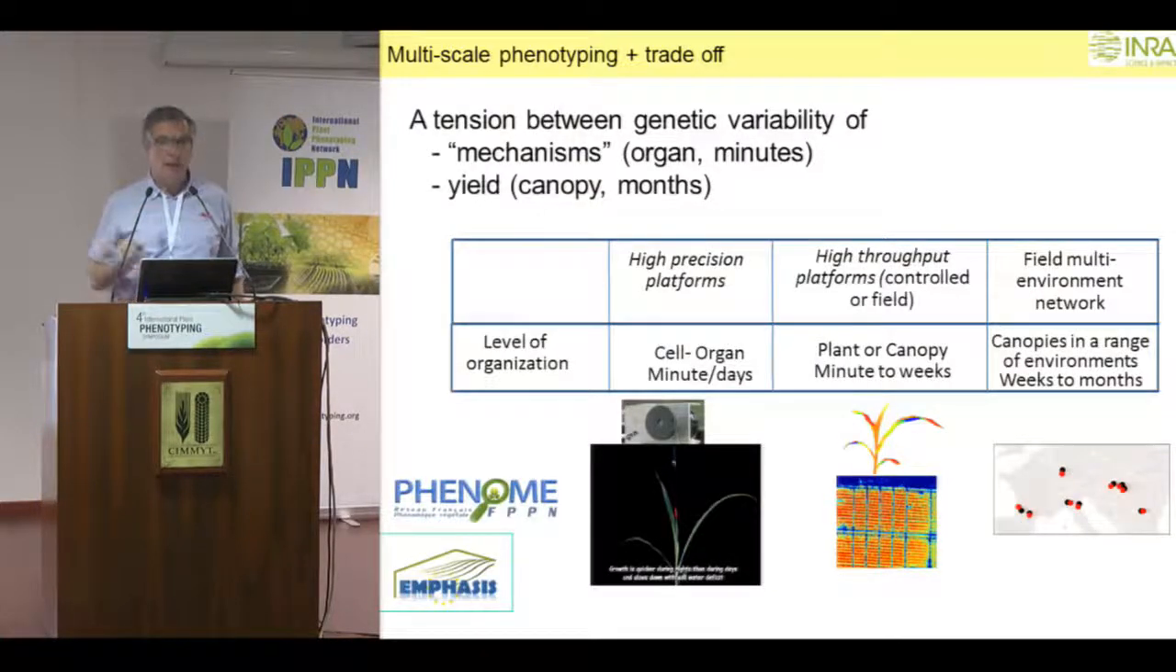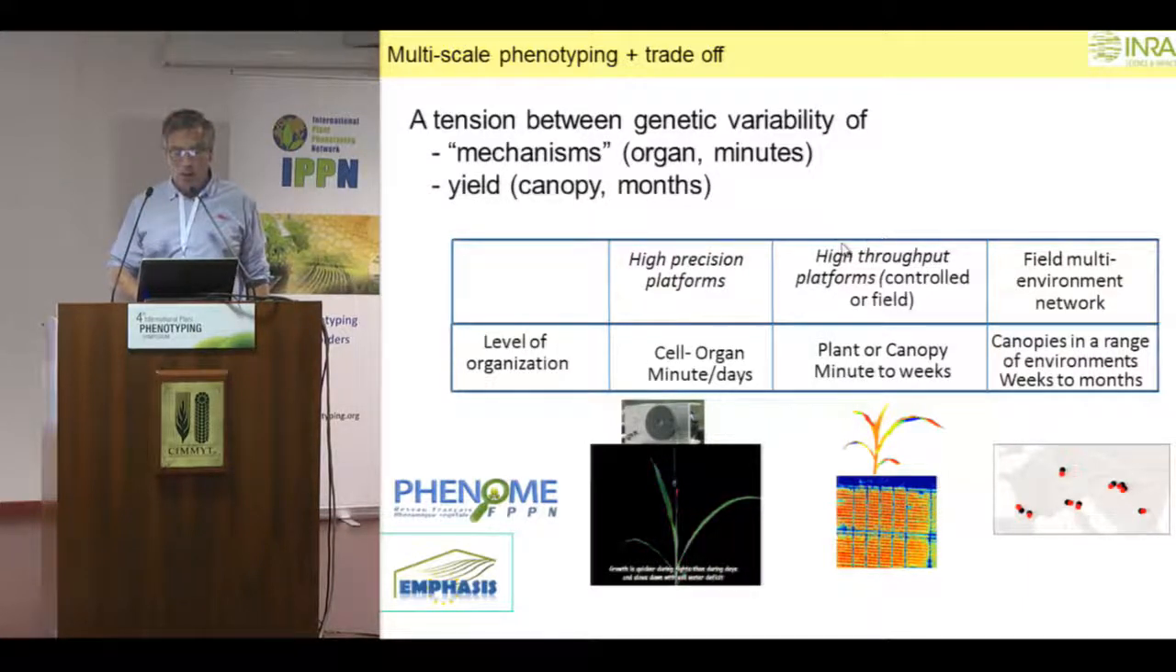So that's the reason why, if we talk of phenotyping, we probably need different types of phenotyping platforms. We want to have high precision platforms to study cell and organ at a time course of minutes. At the other extreme, we want to have a multi-environmental network, like Fred has just talked about, in which we have canopies in a range of environments, and we are talking of months. And we probably want to have something intermediate.